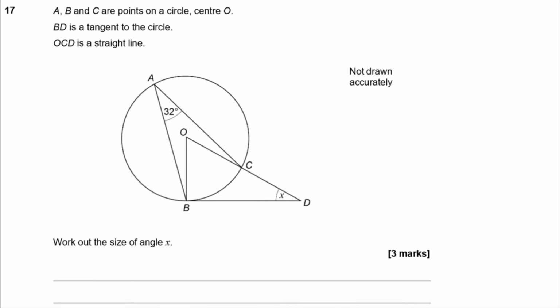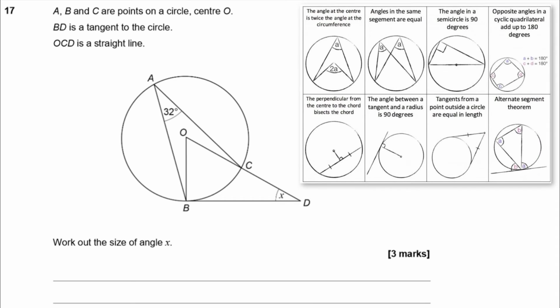Question 17. A, B, and C are points on the circle. Center O. BD is a tangent to the circle. OCD is a straight line. Work out the size of angle X. Okay. Now, in order to work this out, I'm going to have to apply various circle theorems to this diagram.